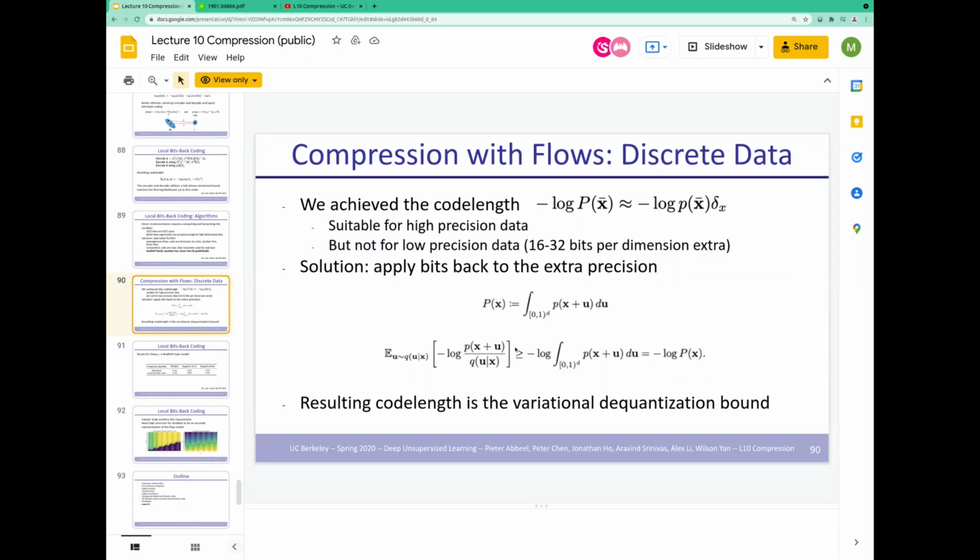And yeah, I'm not sure. They talk about how it needs a lot of high precision data. How do we achieve it? Then you apply bits back to the extra precision. And this is the variational dequantization bound. I'm not sure, they refer to it but I forgot what this is. But they're saying you can add some extra precision.